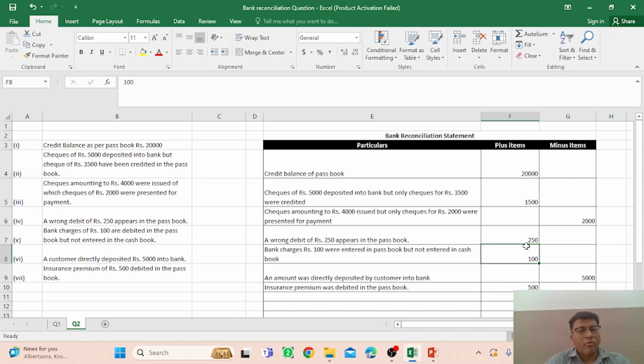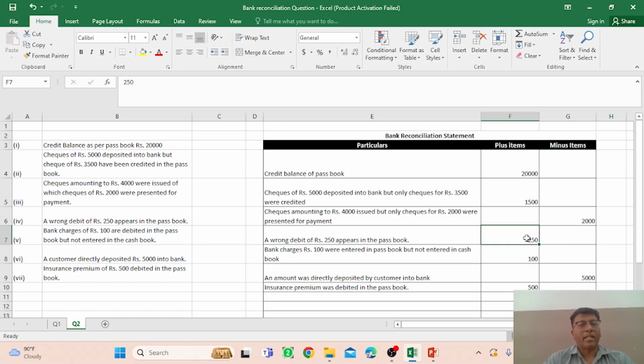A wrong debit of 250 appears in the passbook, so the bank balance is reduced and the cash book balance is no doubt increased in comparison with the passbook. So the passbook balance is debited, right? Or you can say the cash book balance is more than the passbook, so you have to write this 250 in the plus item.